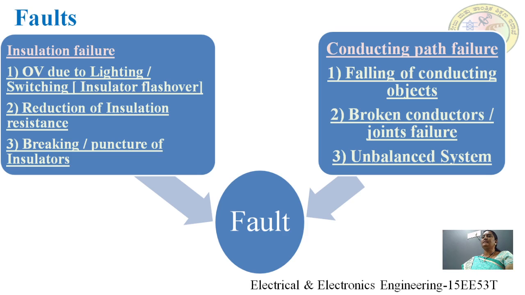Next, unbalanced system. An unbalanced system occurs due to the opening of one of the phases, or a short circuit of one of the phases, or an earthing of one of the phases. This causes an unbalanced system current. The conducting path failure means the flow of current is diverted from the normal path.